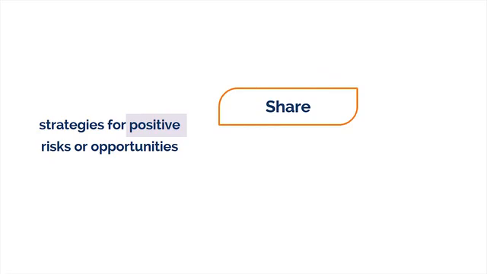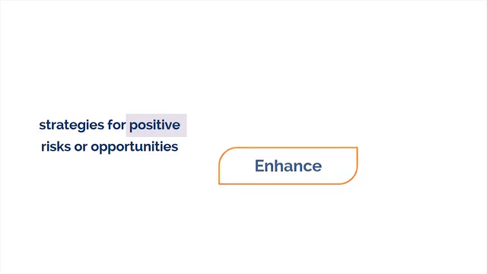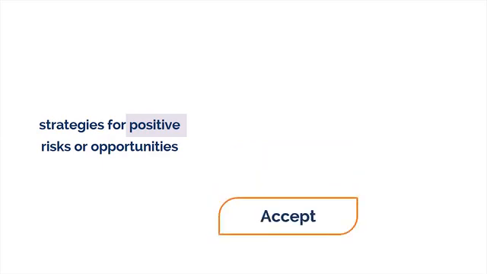Share. This strategy is to share or allocate ownership to a third party who is best able to capture the opportunity for the benefit of the project. An example of this is joint ventures or mergers. Enhance. If we can identify the key drivers of positive impact risks, then we can increase the probability that the positive impact risk will occur. We can enhance our opportunity, for example, by adding resources to an activity so that we finish early. Accept. Accepting an opportunity means being willing to take advantage of it if it comes along, but not actively pursuing it.